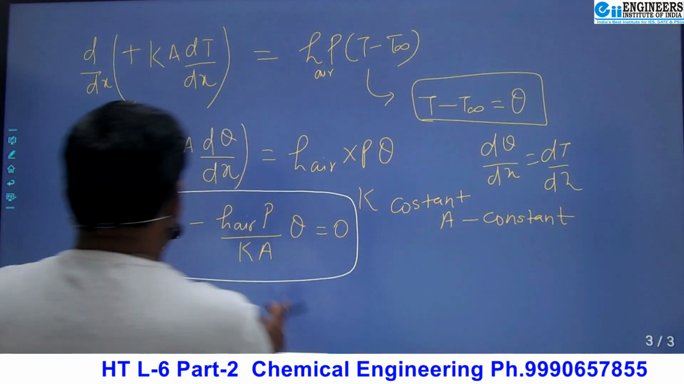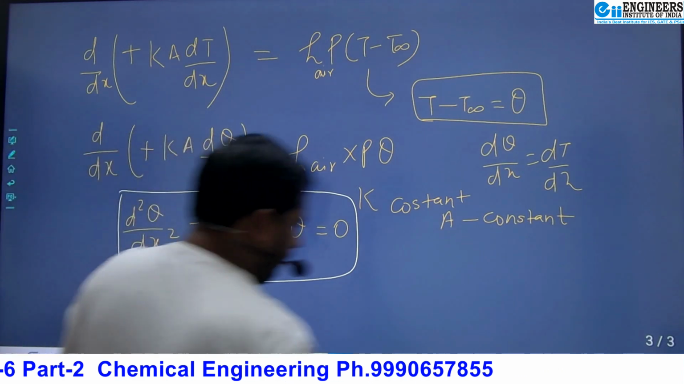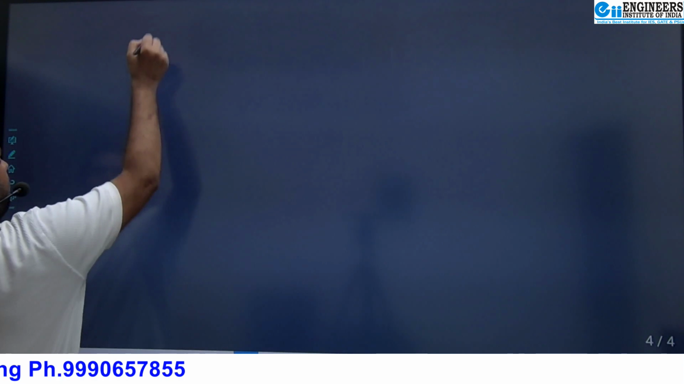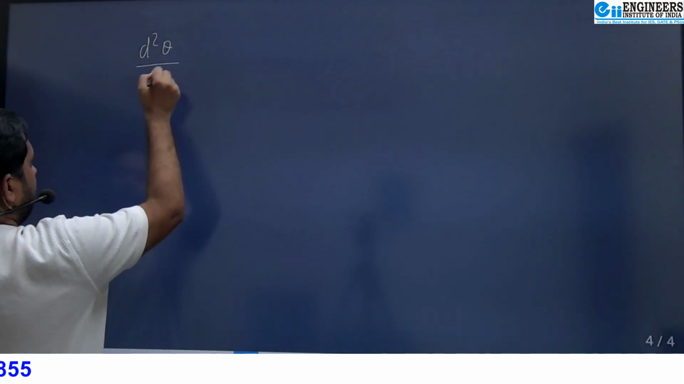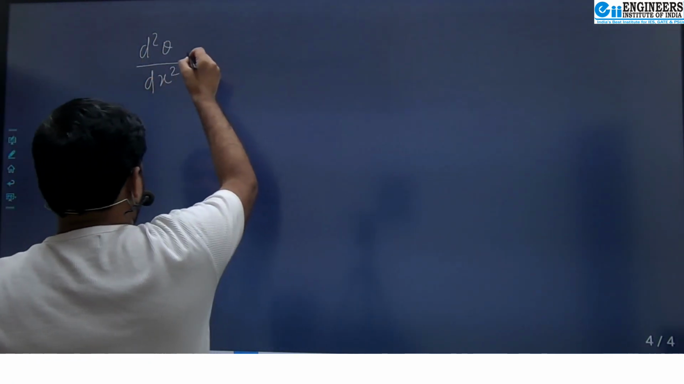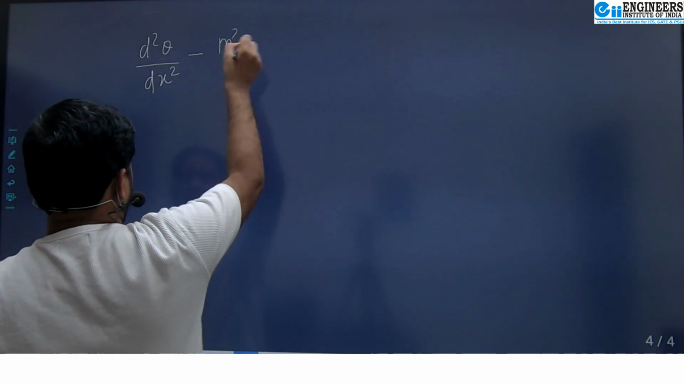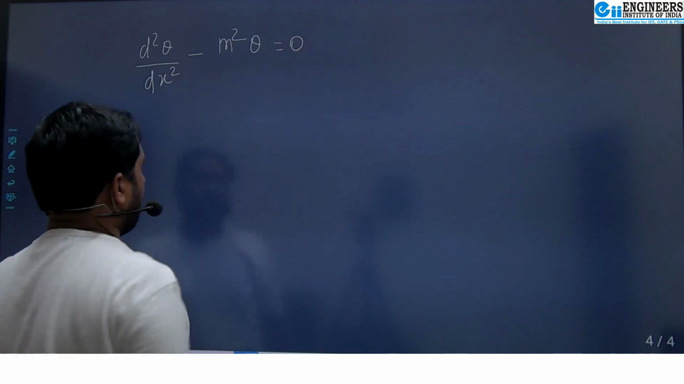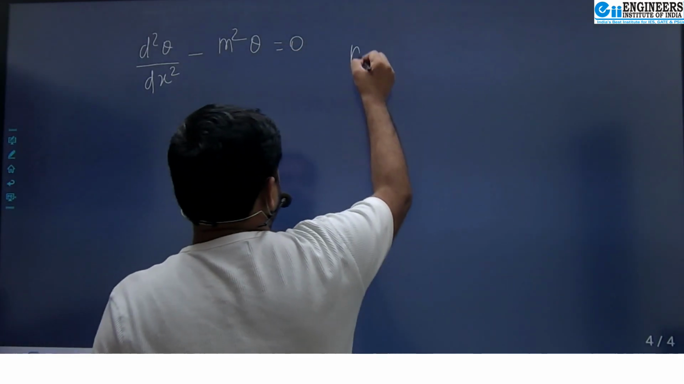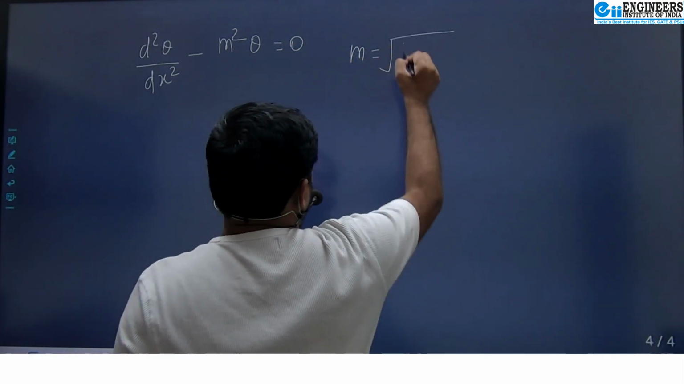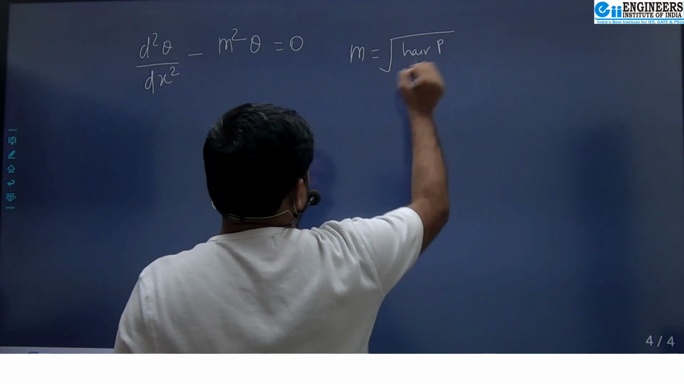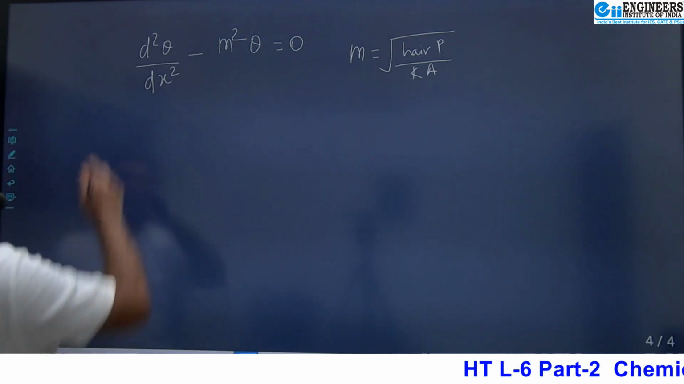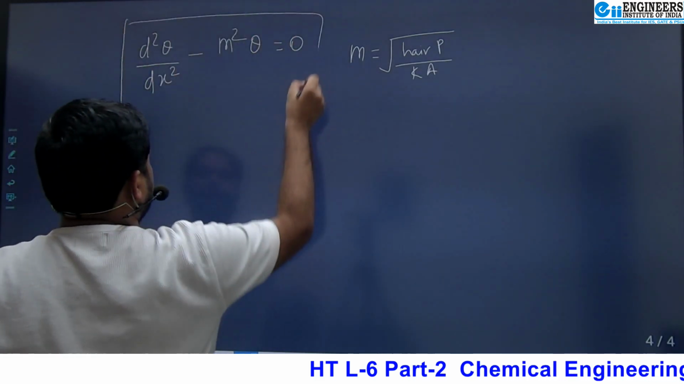Now it is a second order differential equation. For a more realistic form, you can write it as d2 theta by dx2 minus m square theta equal to 0, where m is root hP by kA. So this is a second order differential equation.